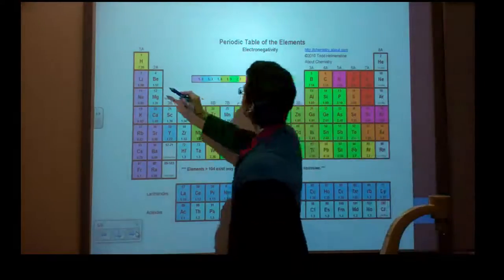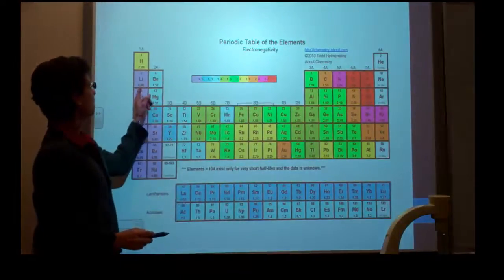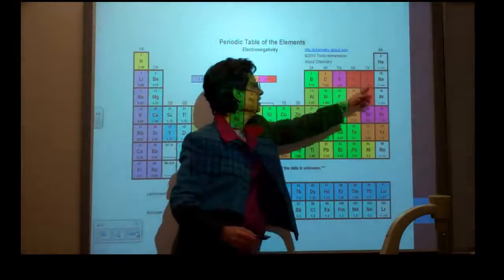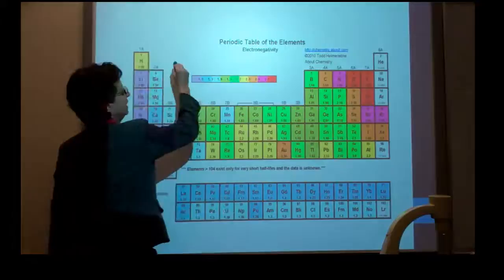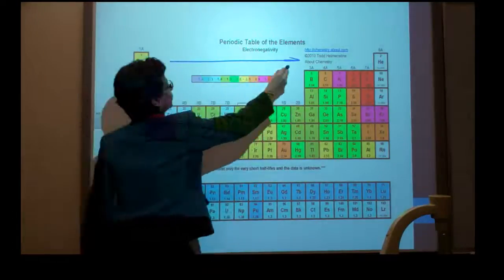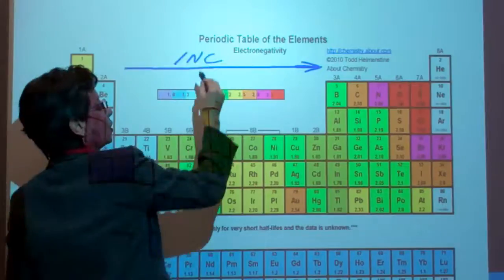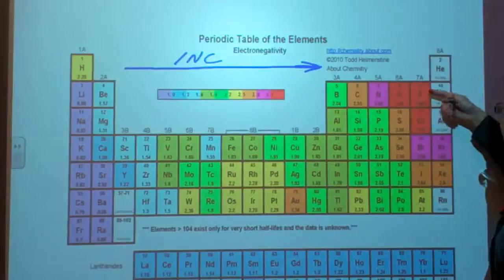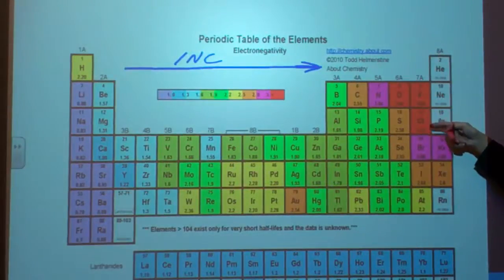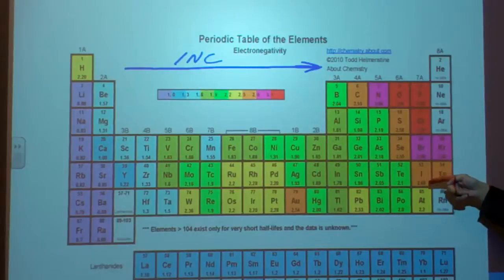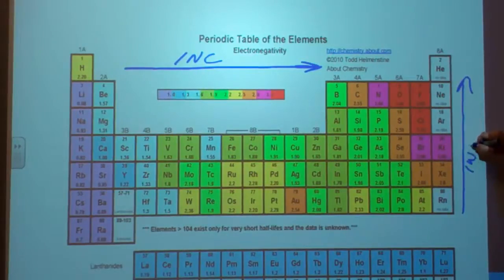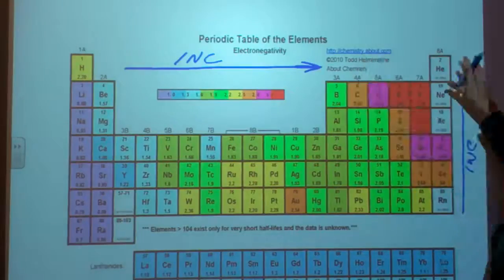As we move across a period, this is 0.93, 1.57, 2.04, 3.04, 3.98. Electronegativity increases as we move across the periods. And notice that when we're over here, let's say 3.98, 3.16, 2.98, 2.66, electronegativity is decreasing. So I'm going to say it's increasing this way, and it's increasing this way.